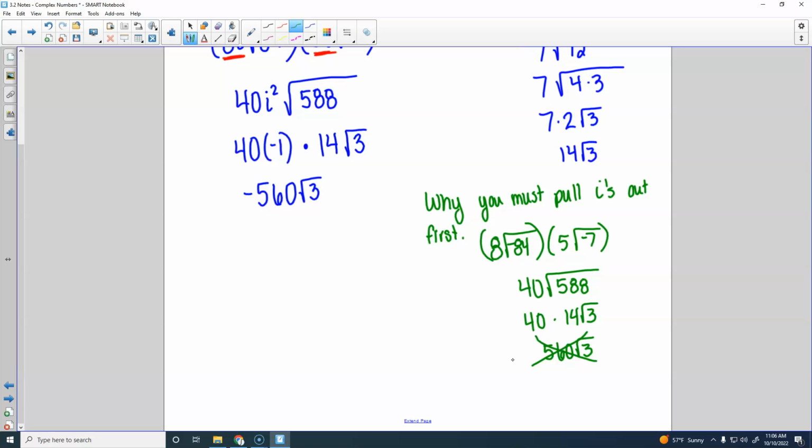And homework's going to be on Delta Math, so you're going to type it in, and it's going to say not correct for that. So it feels like you're doing it right, but because of that negative times negative property, it causes the answer to lose that negative when it shouldn't. So we're going to pull those i's out first.